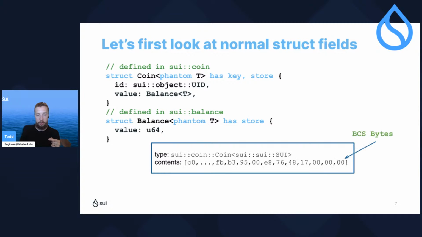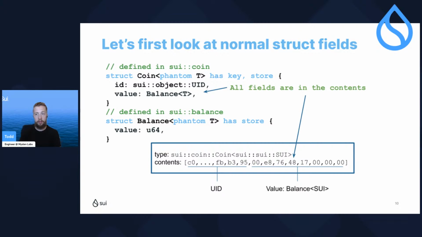While these are nested structs, when we look at the actual serialized value for the object, we see these BCS bytes where the first segment is the UID, the first 32 bytes, and then the later 8 bytes are the U64 of the balance. So there's no struct information there, but we do have all of the bytes for all of these fields all the way down. So all of the fields in the coin are represented in the contents.